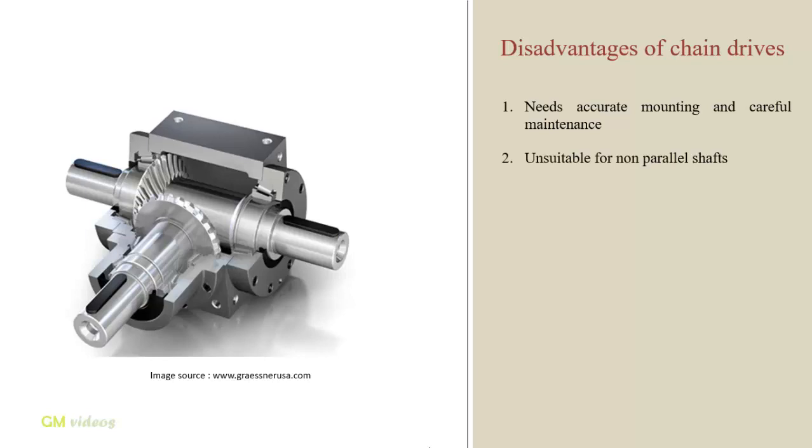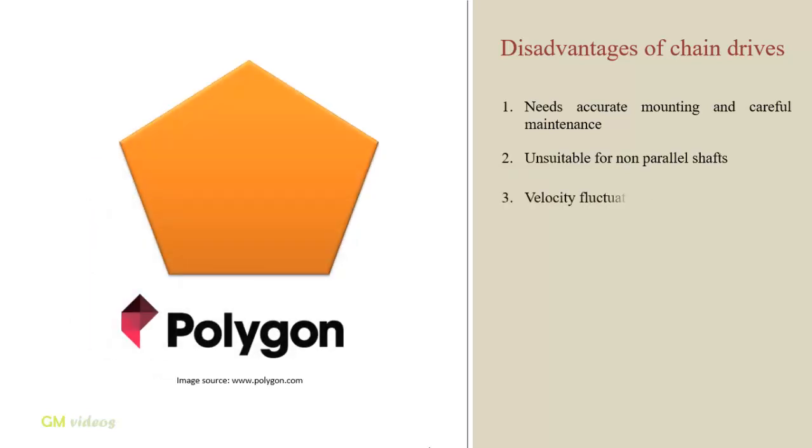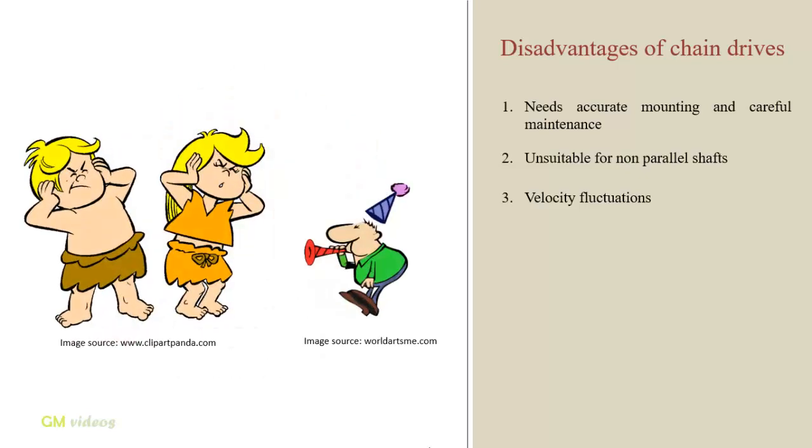Bevel gears and quarter-turn belt drives can be used for non-parallel shafts, but not chains. The chordal effect leads to non-uniform rotation of the driven shaft. It makes a chain unsuitable for applications where precise motion is required. They generate noise during motion.